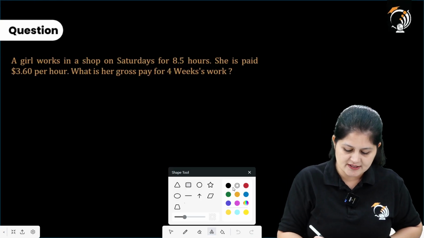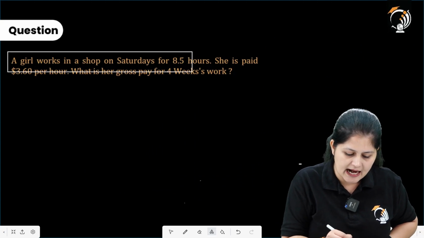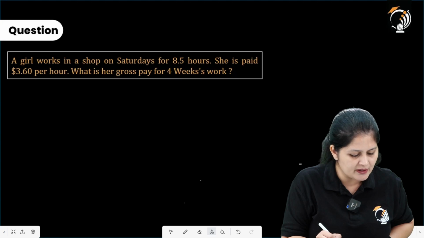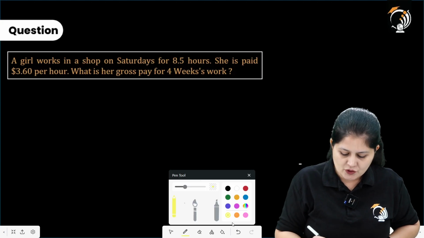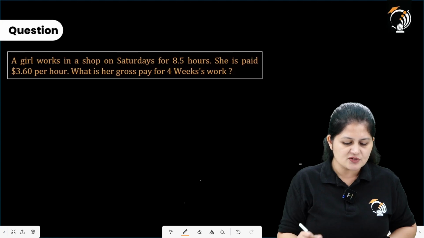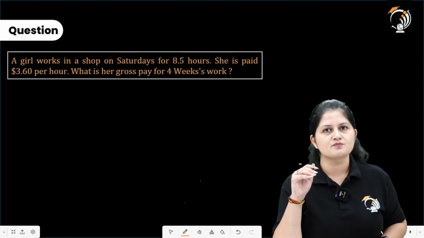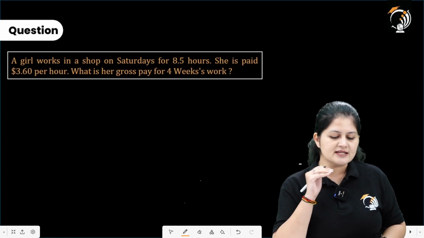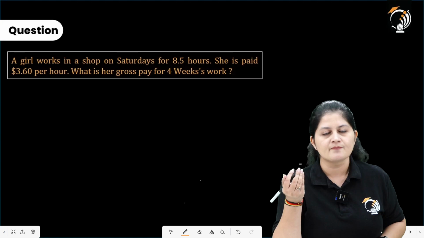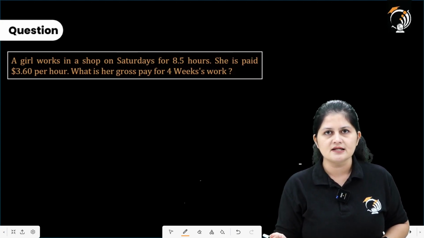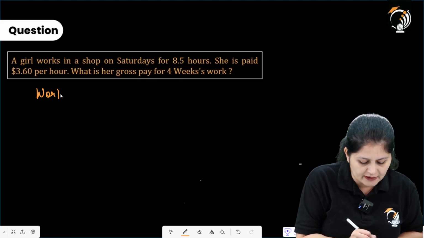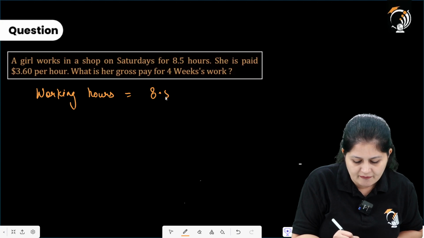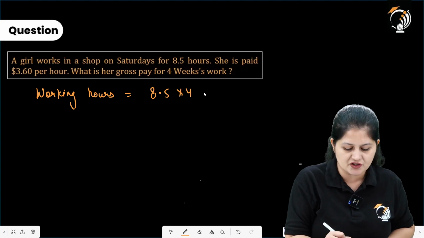Here the next question says, a girl works in a shop on Saturdays for 8.5 hours. She is paid $3.60 per hour. What is her gross pay for 4 weeks work? So here what we can observe is that she is being paid $3.60 per hour, right? And on Saturday she is working for 8.5 hours. So in 4 weeks there will be 4 Saturdays, right? And if I talk about the gross pay, firstly let's find out the working hours. So working hours will be 8.5 multiplied with 4, as there are 4 weeks which is mentioned here, right?